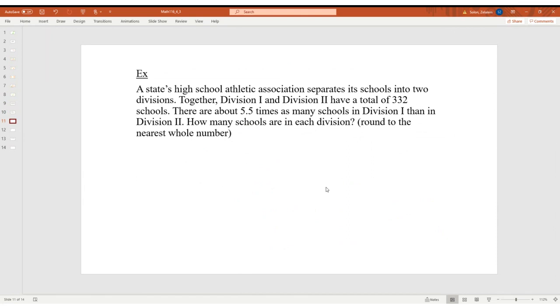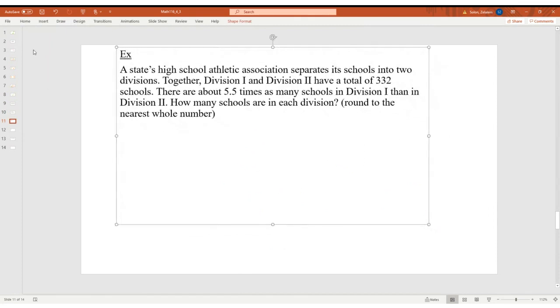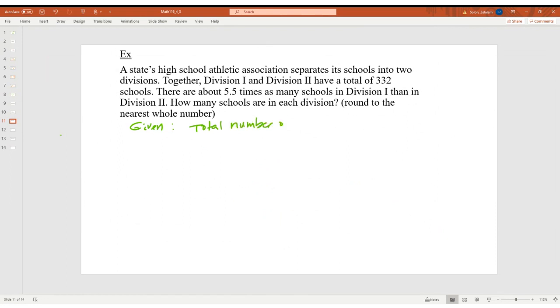First, let me list out what is given. Let me move this a little bit up so that we have room. Okay, so here is the strategy. First you have to figure out what is given. What is given is the total number of schools in both Division 1 and Division 2, which is 332. What is unknown is the number of schools in Division 1 and Division 2.